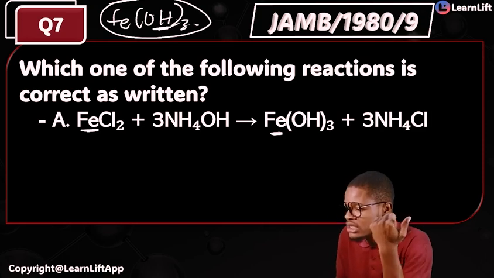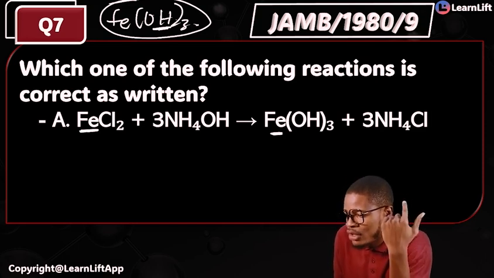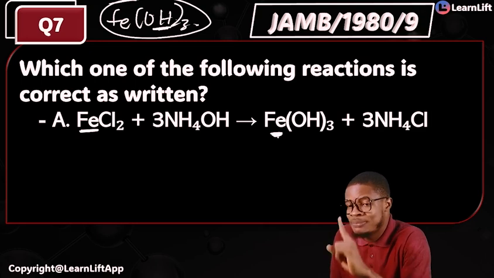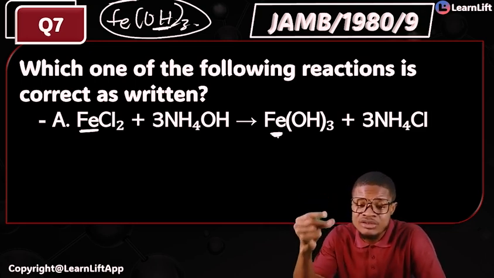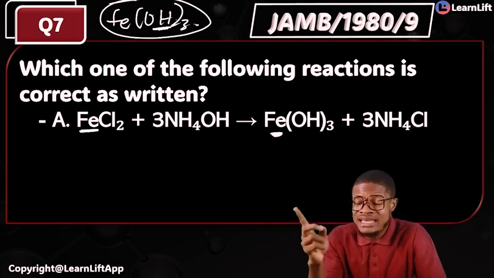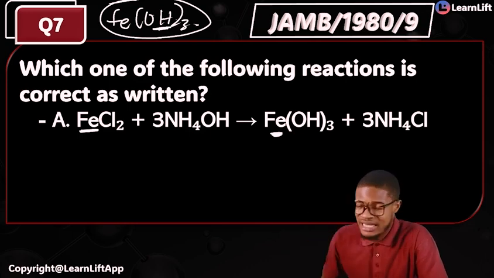Follow me. How many iron do we have here? Iron here is 1. Iron here is 1. Iron is balanced. Or you just say which of the following reactions is written correctly? The one that is balanced. Even if it's one thing that is wrong, leave it and go to another option.